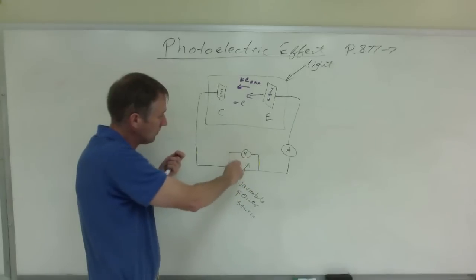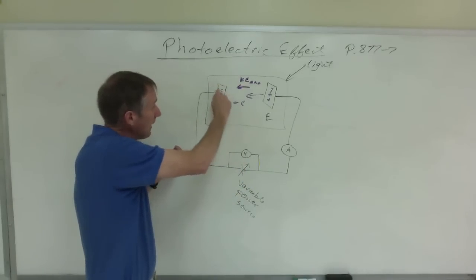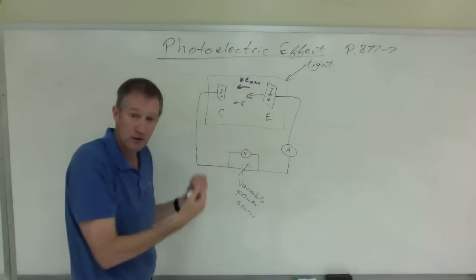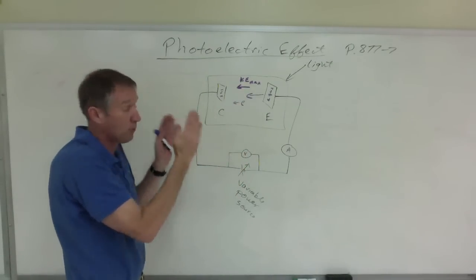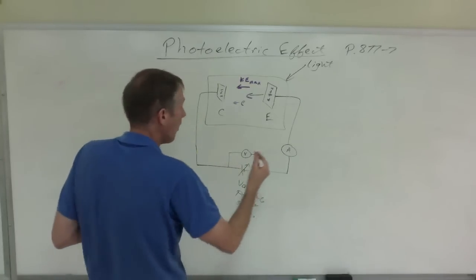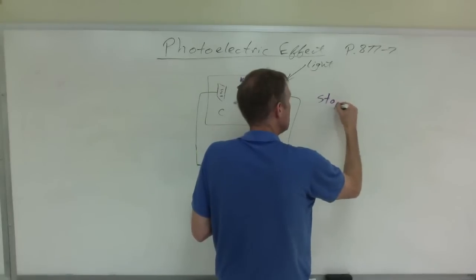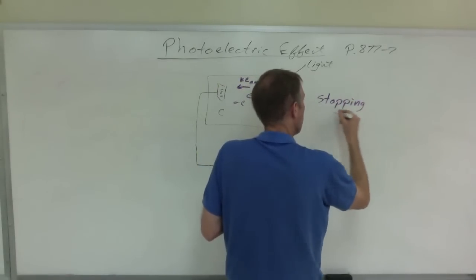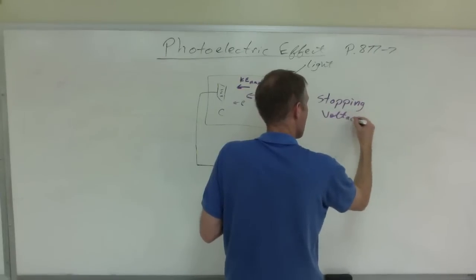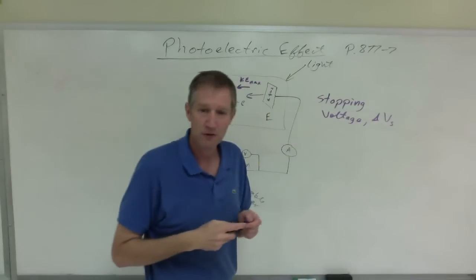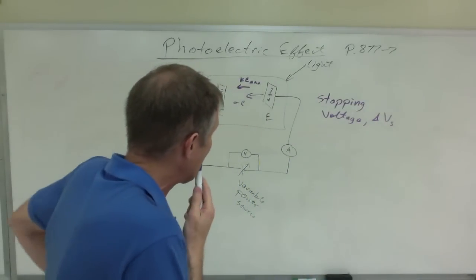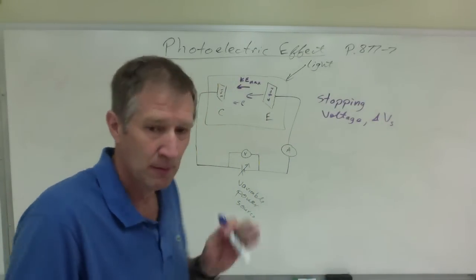Then you increase it some more, so that it becomes more negative, so fewer electrons make it, so the current goes down even more. Then you make it even more negative until eventually you reach the point where it stops. Again, that is called the stopping voltage, and we use ΔV subscript S to represent that. All right, let me just pause this.